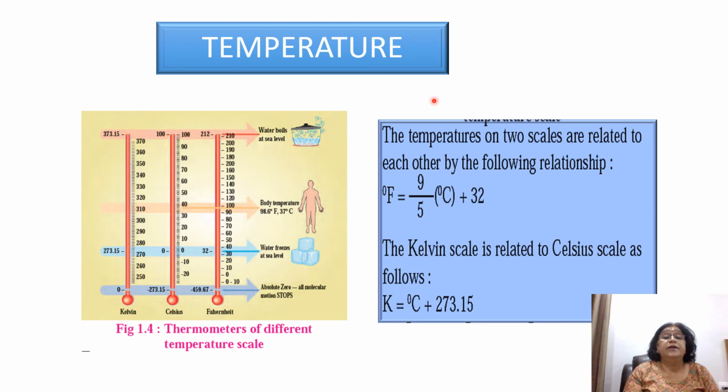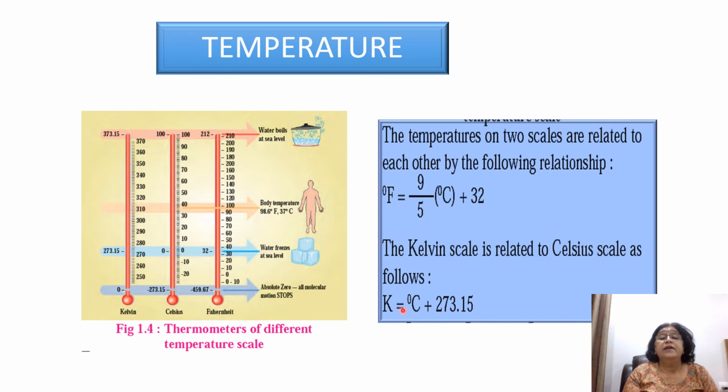Then temperature. Temperature is the degree of hotness of a body, as we said just now. And the three scales are Kelvin scale, Celsius scale and Fahrenheit scale. In these scales the temperatures are interrelated. So degree Fahrenheit is equal to 9 by 5 degree centigrade plus 32. So if it is 0 degree centigrade, how much is that in Fahrenheit? It is 32 Fahrenheit.